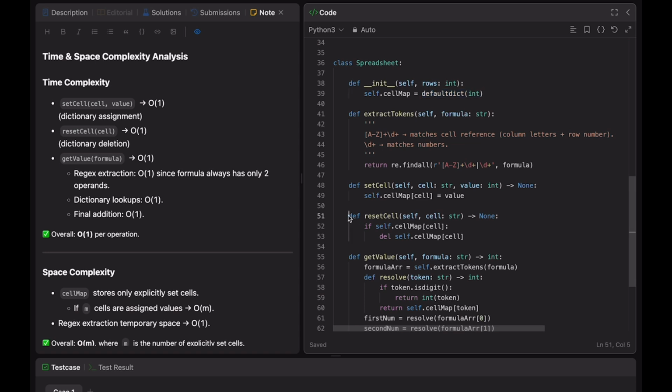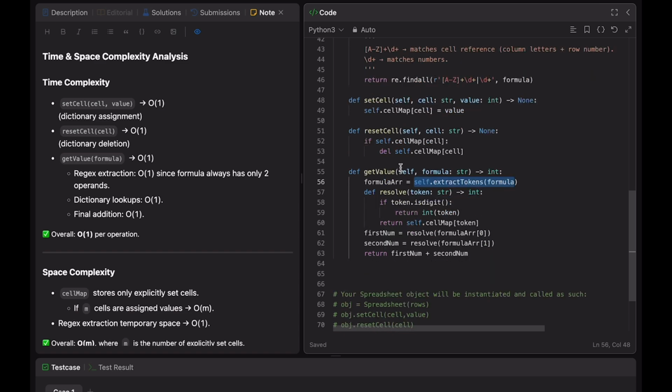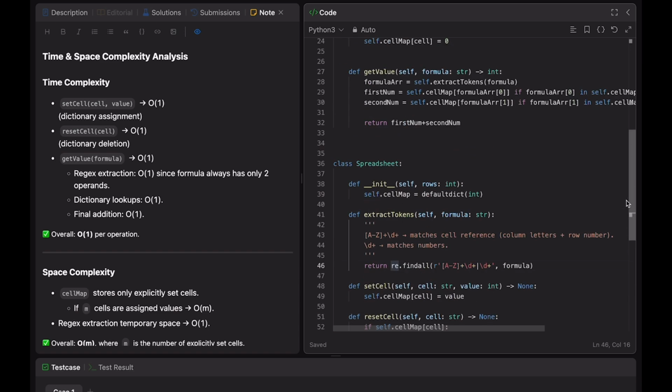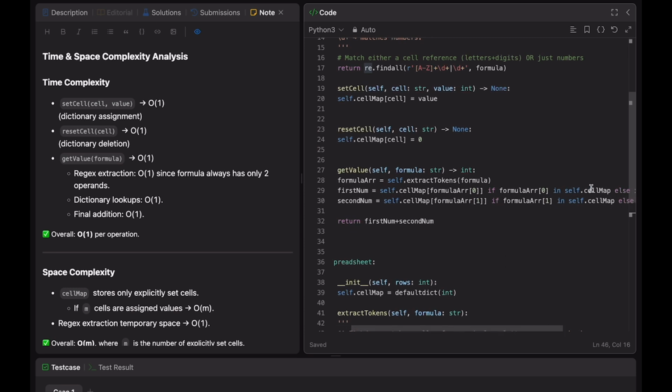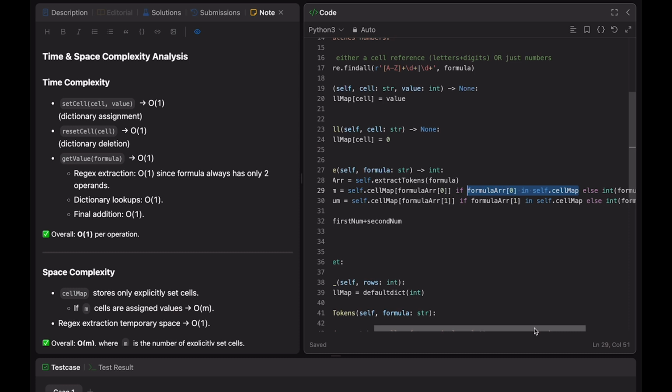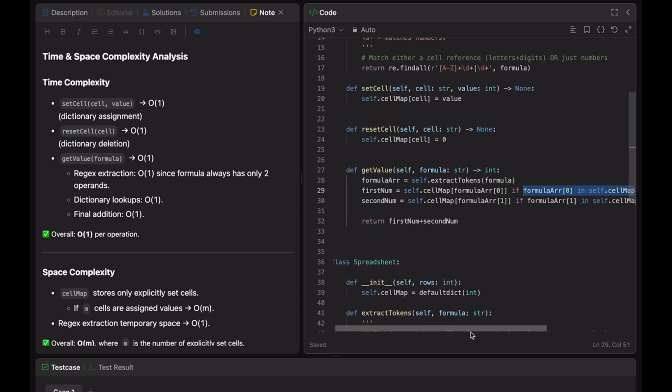When you are resetting the cell to 0, we are also deleting the cell; if a particular cell has no value, we won't store it in the cell map. So whenever we are fetching extracted tokens from a formula like a1 b1, something may not be present in the cell map. If you convert as per the previous conditions, we take the cell map of formula array of 0 only if it is present in the cell map. Since we are using a default dict, this will say it's not present, so it will try to convert int of a1 or b2, whatever cell they give, if that is not present in the default dictionary.